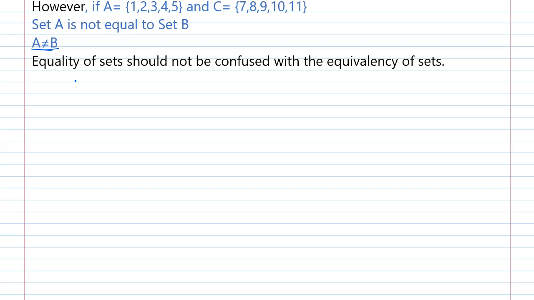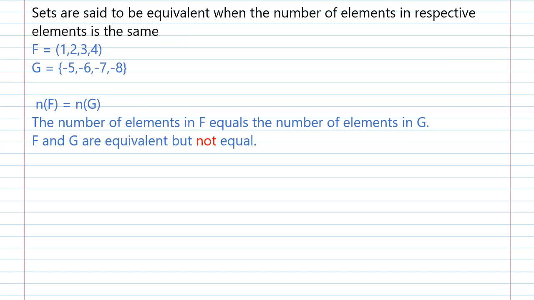Whereas we could say that set A is equivalent to set C because there are 5 elements in A and there are 5 elements in C. So these sets are equivalent but not equal. Sets are said to be equivalent when the number of elements in the respective sets is the same.